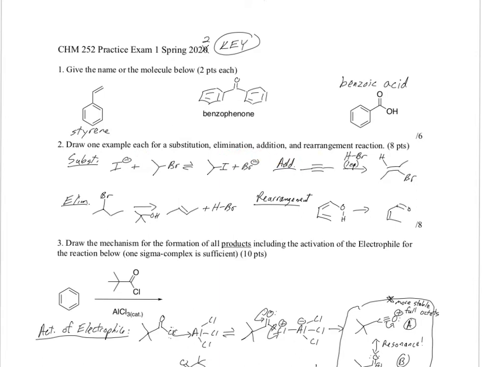Normally I wouldn't ask a question like this, but this was a practice, so I wanted you to at least be able to identify what a substitution is, what elimination is, what addition is, what rearrangement is. So here, substitution is one group replacing another. Elimination is forming a pi bond. Addition is adding something, so we're adding H and bromine. And rearrangement is actually changing its position in space. So this H ends up on this carbon there. This carbon had 2 H's, now it has 3. So this is a rearrangement, rearranging the bonds.